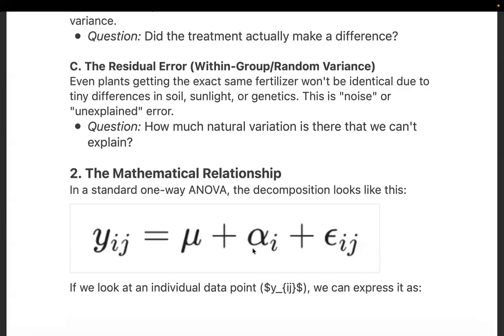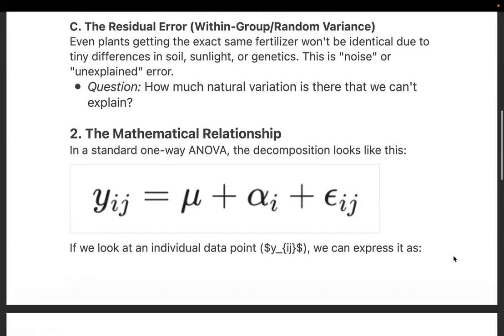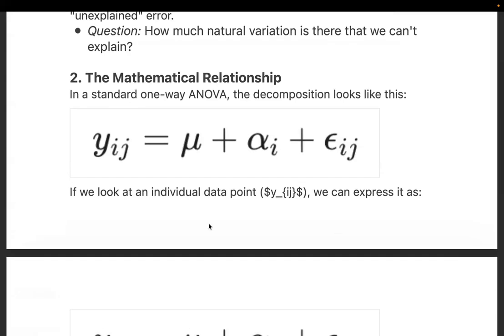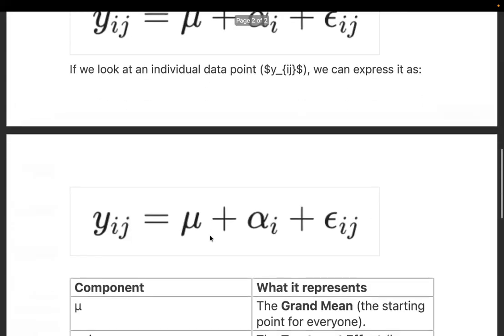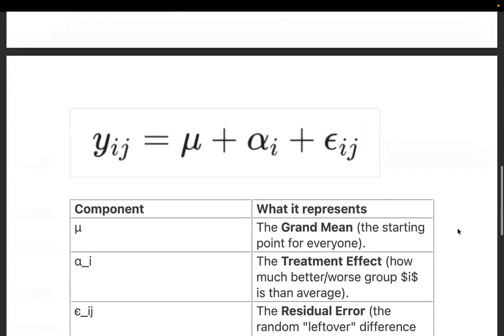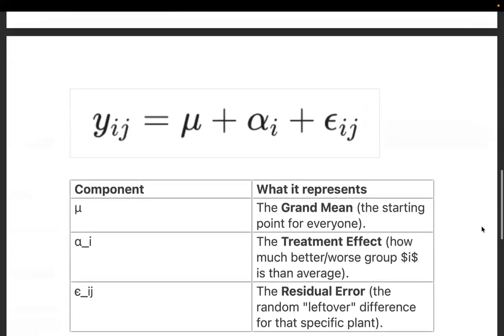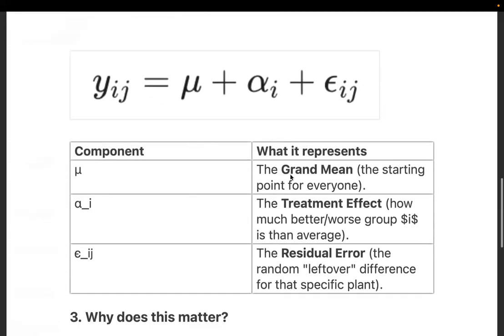Mu plus variance, and variance has two constituent parts. Okay, and we have decomposed it. Now if we look at the individual data points, this is what it is. So what is the grand mean? The starting point for everyone. If they were all equal, then what height would there be?